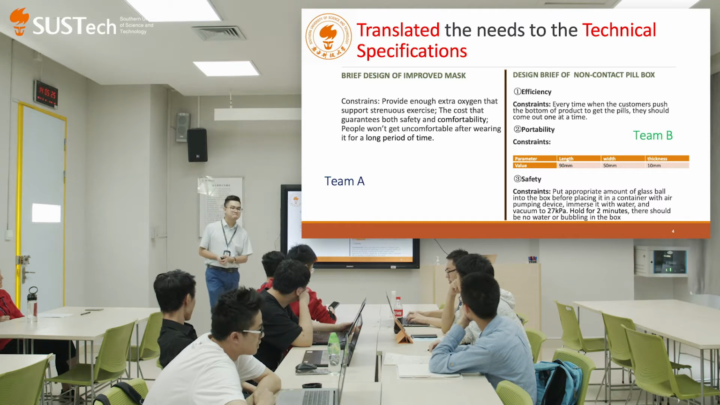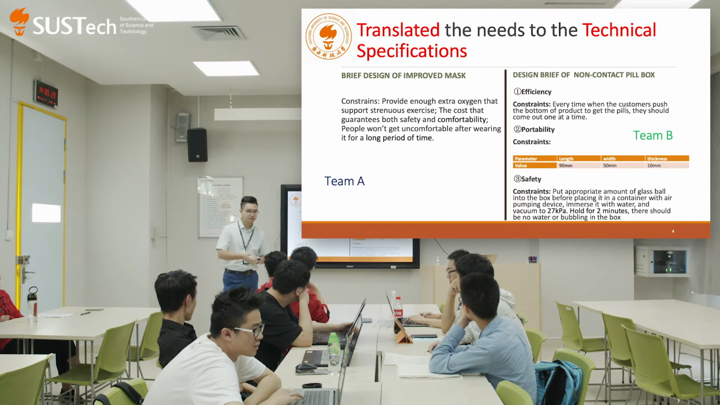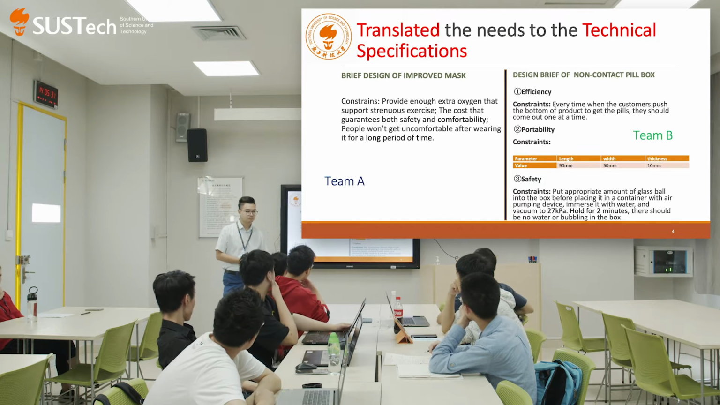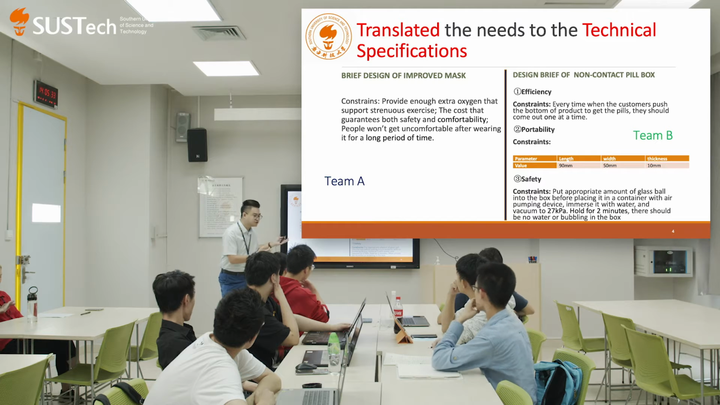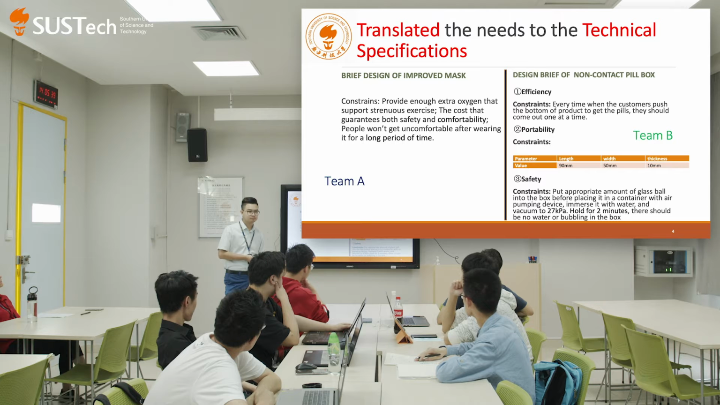Can you tell me? Anyone? What are the main differences you can tell between Team A and Team B? The way I define the constraints, right?